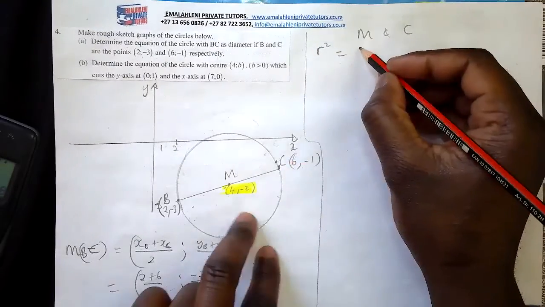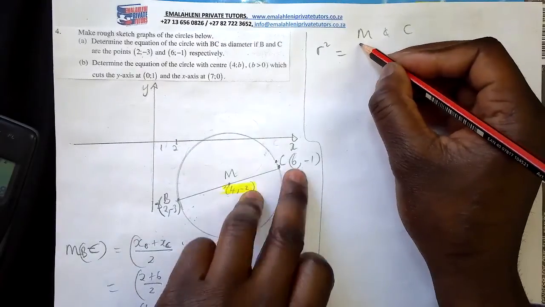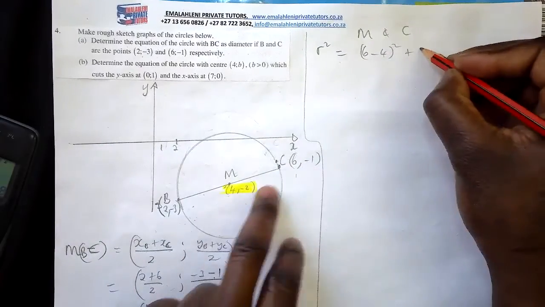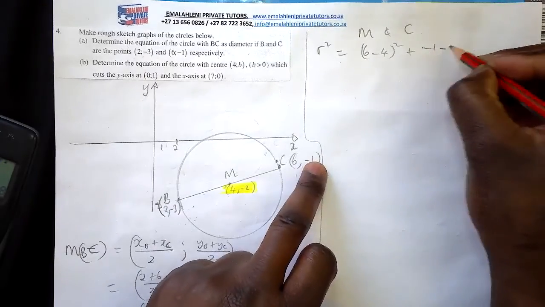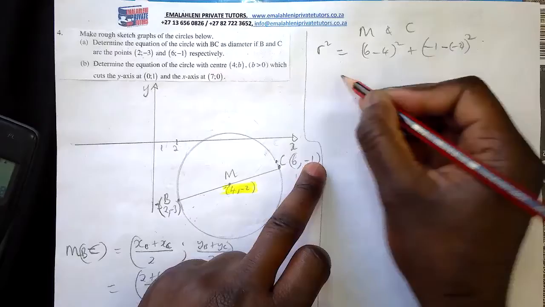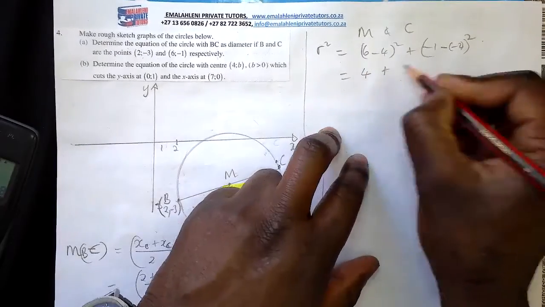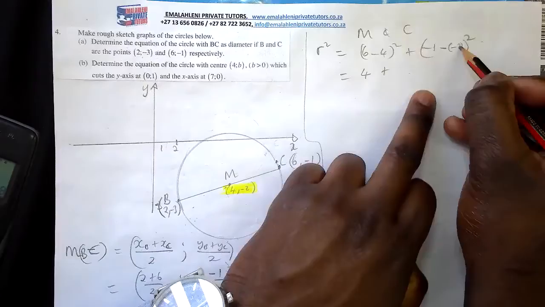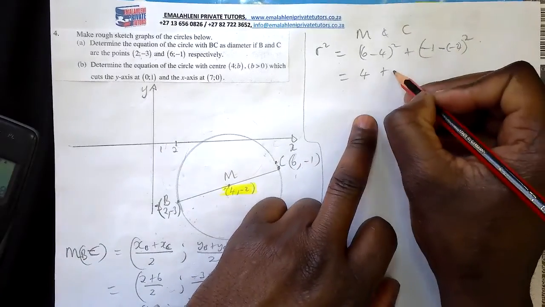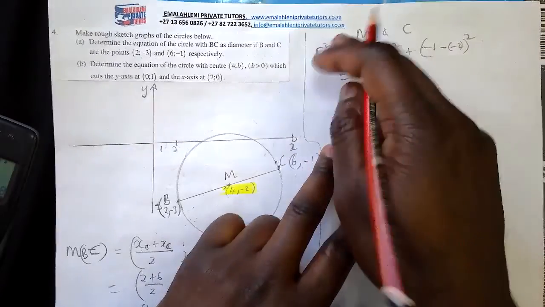So R squared is going to be equal to the change in X: 6 minus 4, squared, plus the change in Y: negative 1 minus negative 2, squared. Then what do we get? 6 minus 4 squared is 2 squared, which is 4, plus negative 1 plus 2 gives 1 squared, which is 1. It's going to be equal to 5. So R squared is equal to 5.